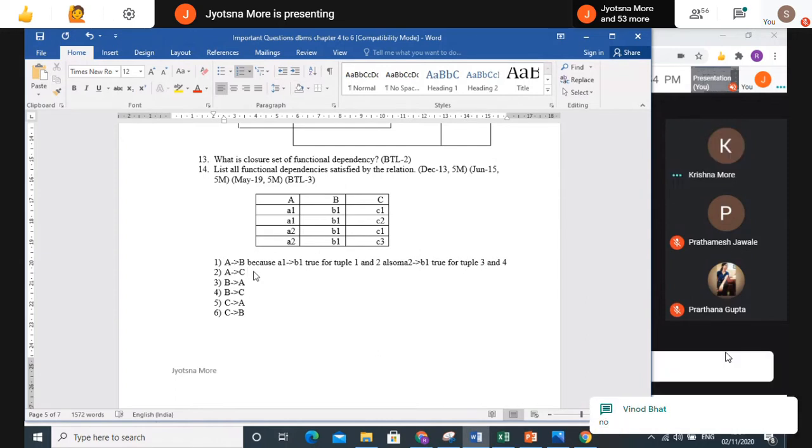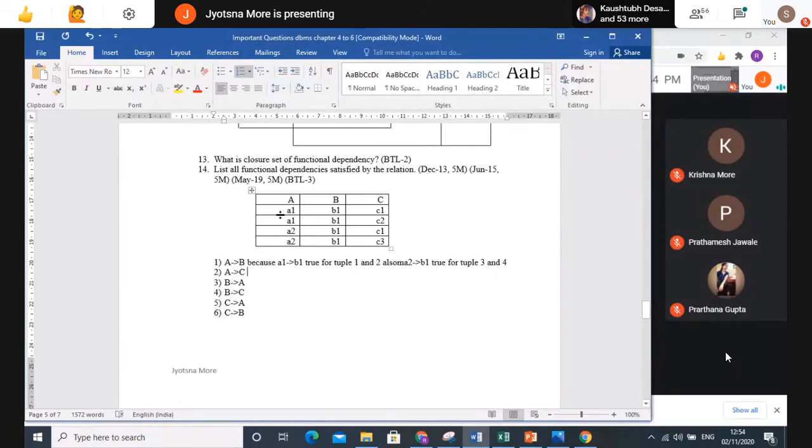No, ma'am, they don't. Correct answer. Krishna, reason? Because if you are saying no, you have to give the reason. Correct. A1 is determining C1, and again A1 is determining C2. So here violation comes. A1 should determine C1 only, but here it is determining C2. So that is one reason. Similarly, A2 is determining C1 here and A2 is determining C3, not C1.